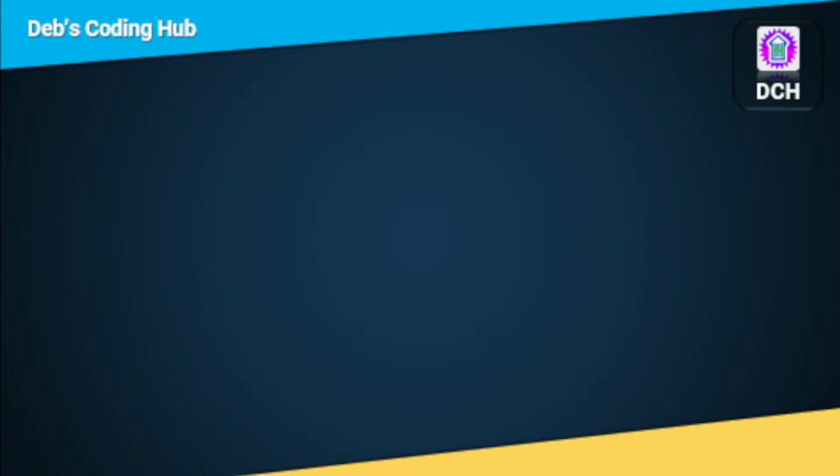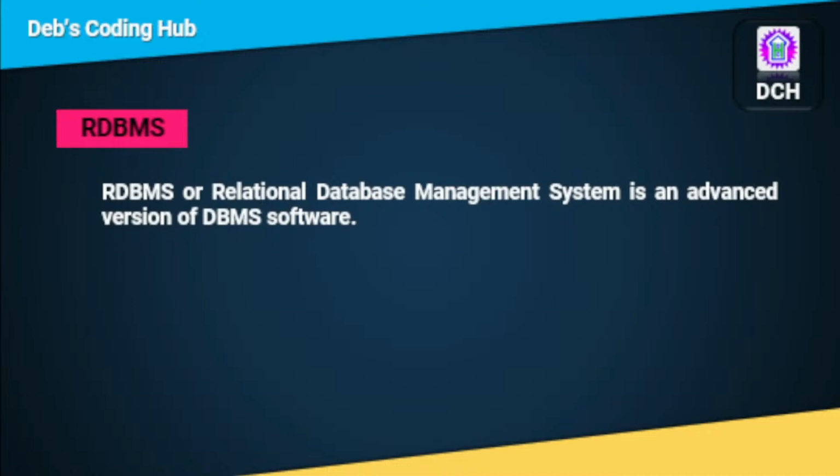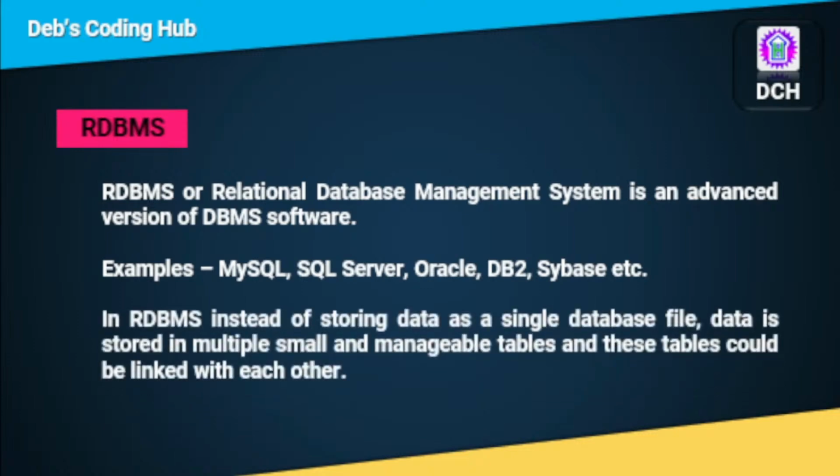Now let us see what is RDBMS. RDBMS stands for Relational Database Management System. It is also a special software and it is the advanced version of DBMS software. Examples of RDBMS are MySQL, SQL Server, Oracle, DB2, Sybase, and so on. In RDBMS, instead of storing data in a single database file, data is stored in multiple small and manageable tables. These tables can be linked with each other so that we can fetch data from multiple tables.